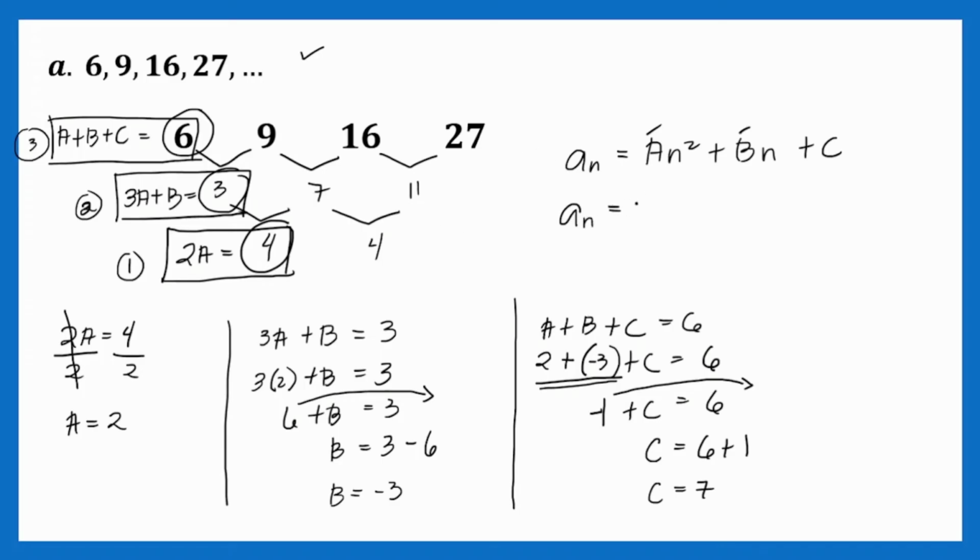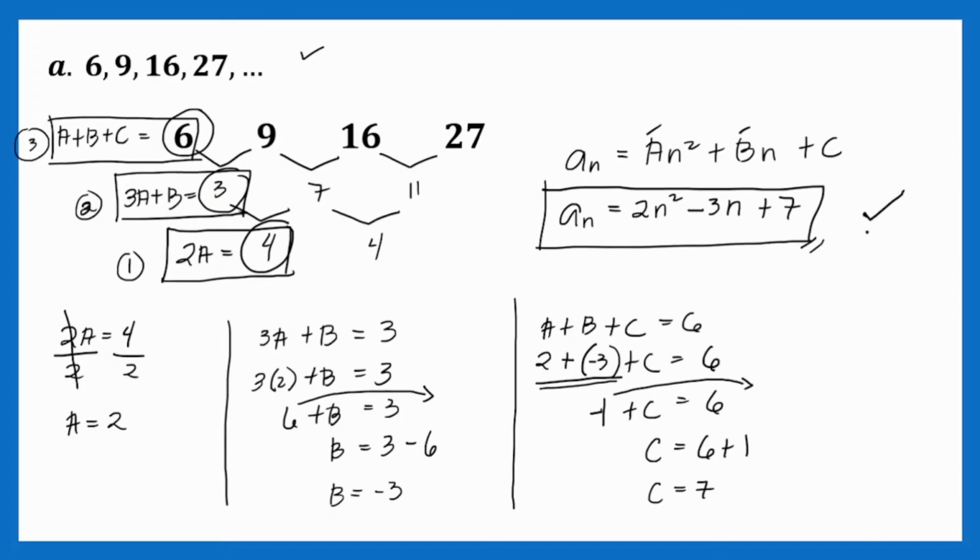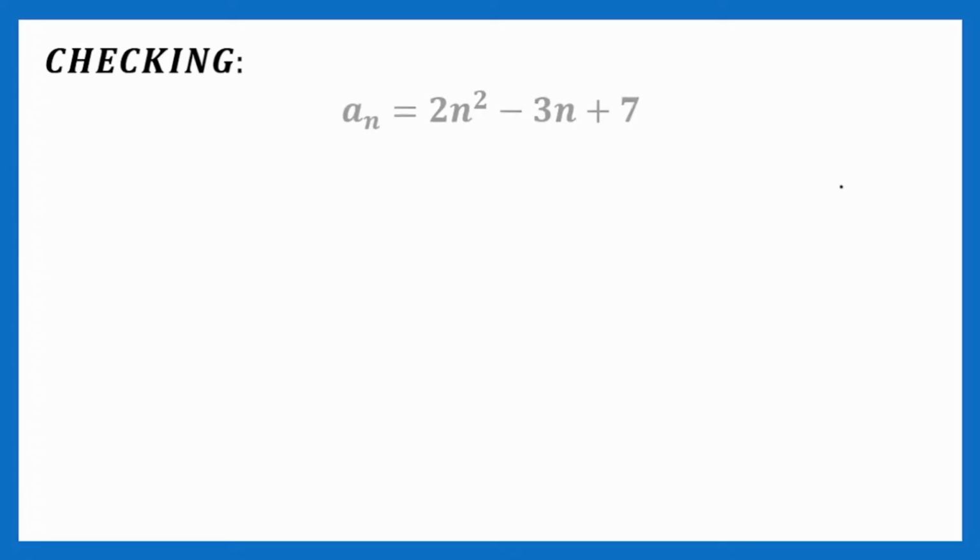Ang A is 2, so magiging siyang 2n squared. Ang B is negative 3, so hindi na siya plus, minus na siya. Minus 3n. Ang C is positive 7, so magiging plus 7 yan. And this is now the final answer. Ayan. Sir, di ako naniniwala. I-check natin. Check natin. Right.